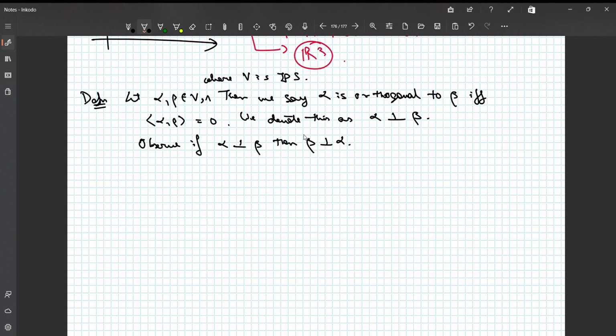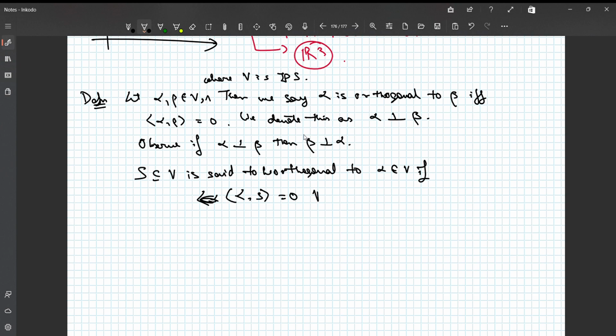So we can obviously extend this concept of orthogonality to sets as well. For example, S contained in V is said to be orthogonal to some vector alpha in V if the inner product of alpha and s is 0 for all s in capital S. That is, alpha is orthogonal to every element of S, or every element of S and alpha are orthogonal to each other. In this case, we often use the notation alpha perpendicular to S.